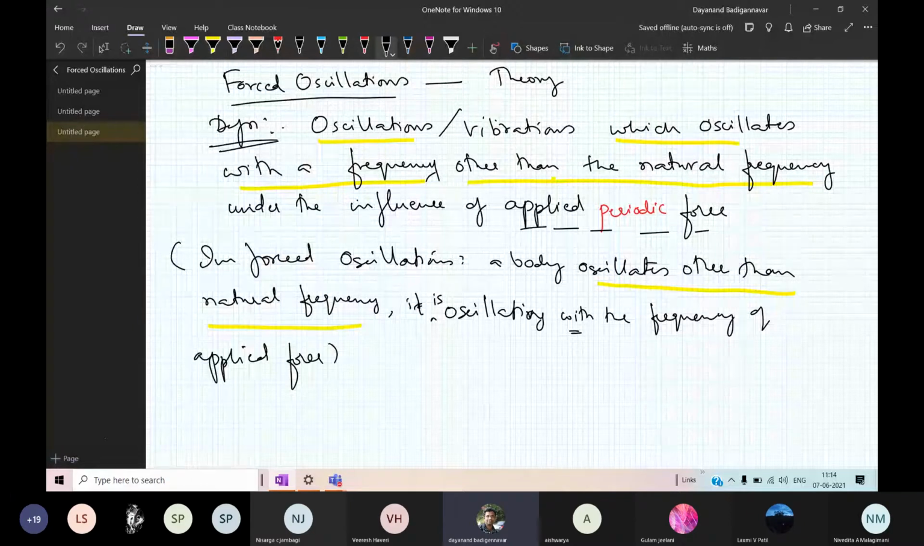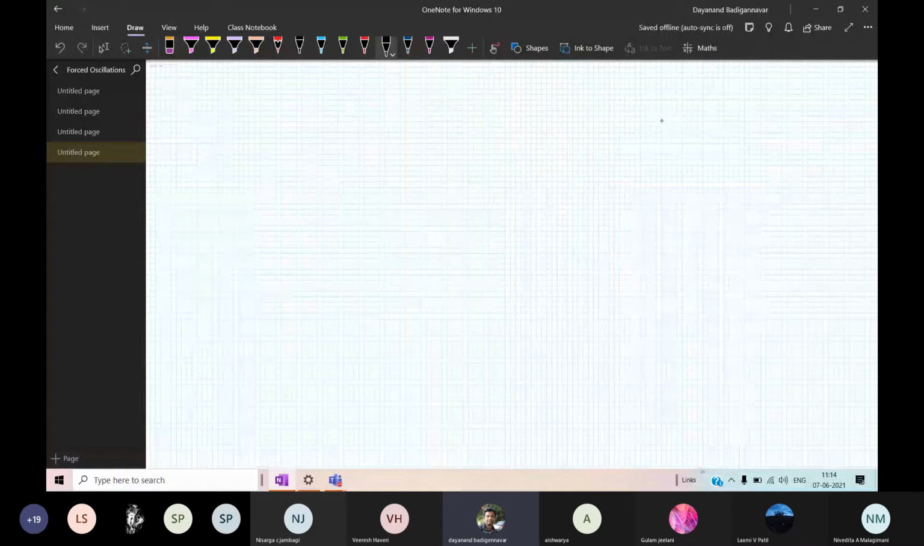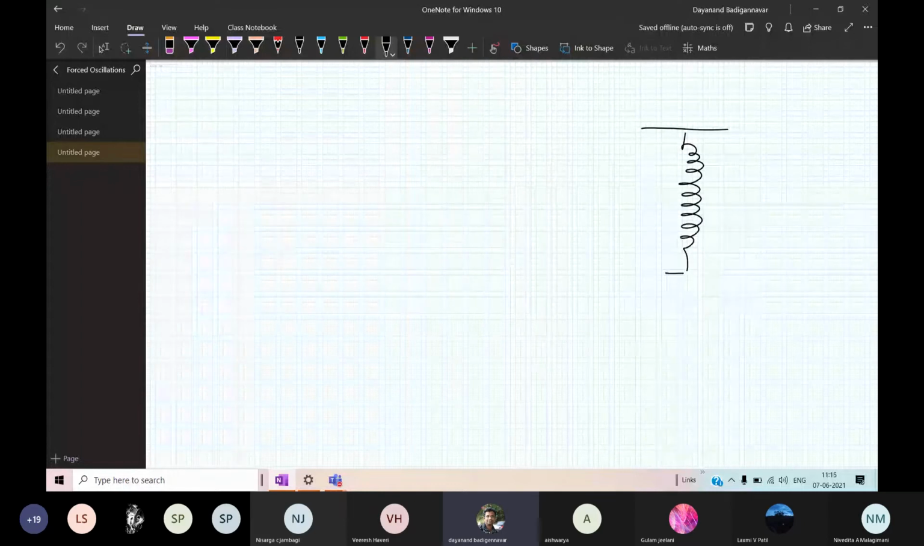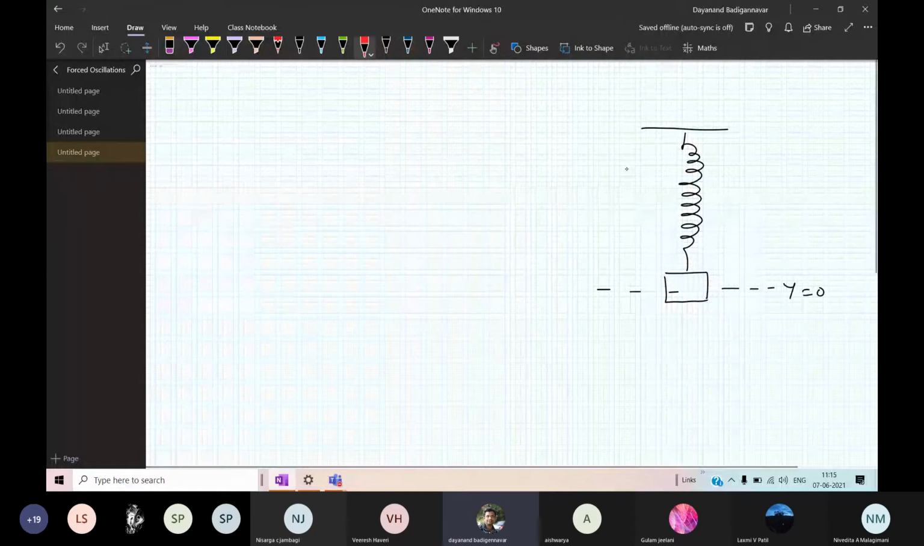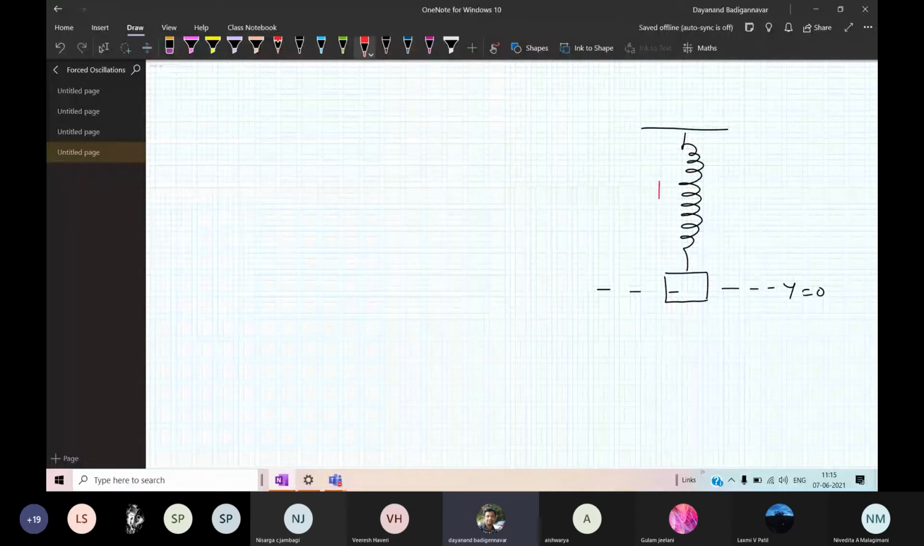So let me explain here. I have a spring mass system, or any oscillating system like this. I will take the spring mass for my simple explanation. So this is the spring mass system. Here it is oscillating between the points A and B, like this. So there is the extension. So this is the extension.